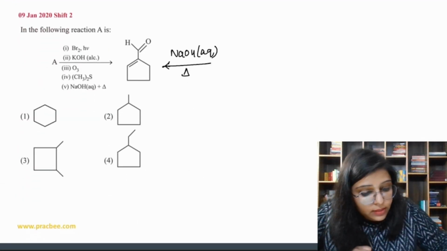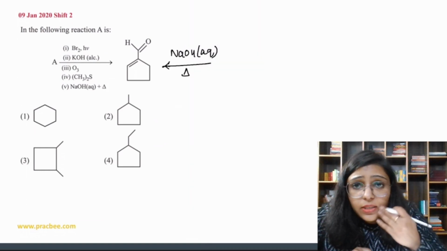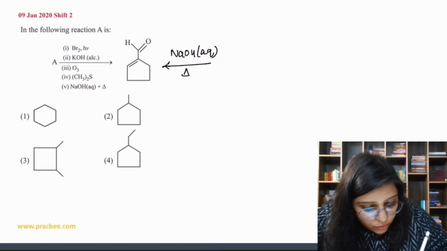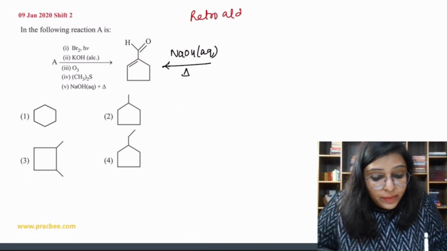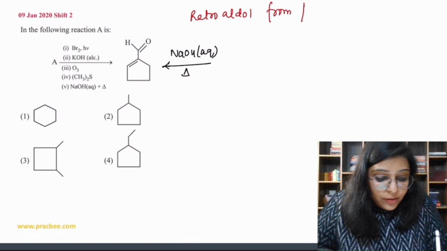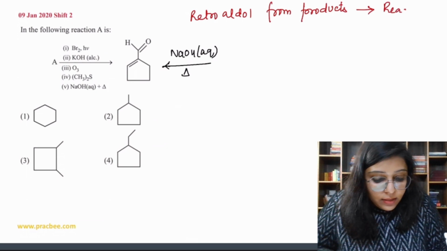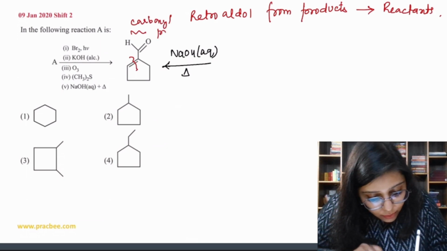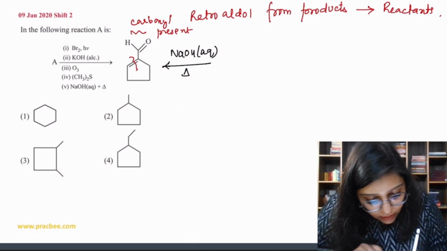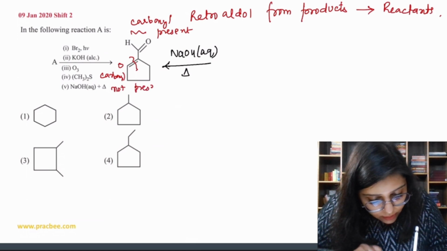Next, NaOH aqueous and this. So here we have to do retroaldol. It means from products we write reactants. So see, what we need to do, just break this. Here already carbonyl is present. Here write oxygen because here carbonyl is not present.